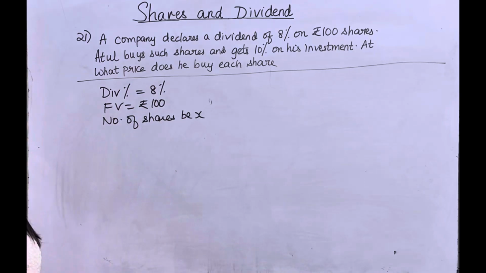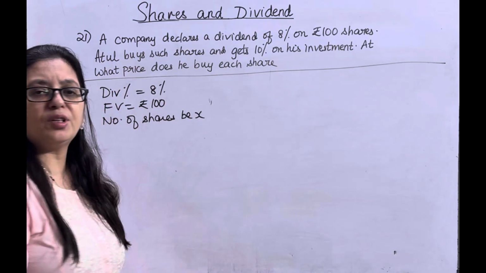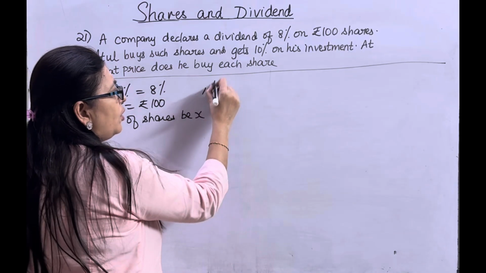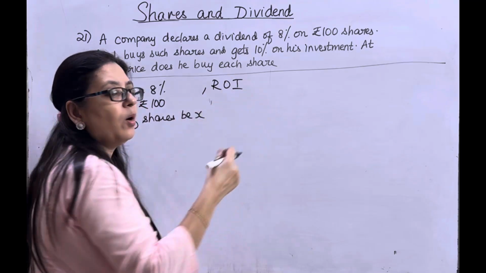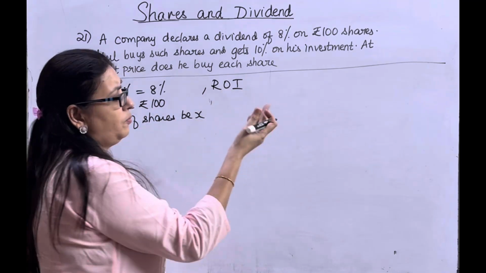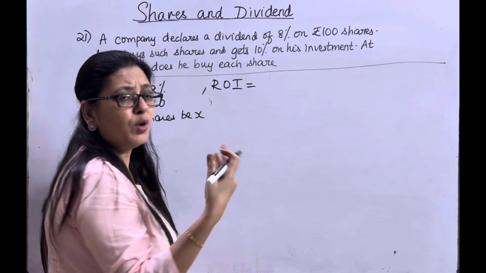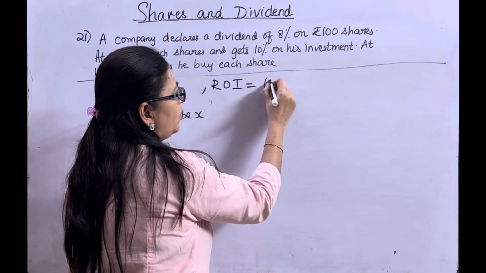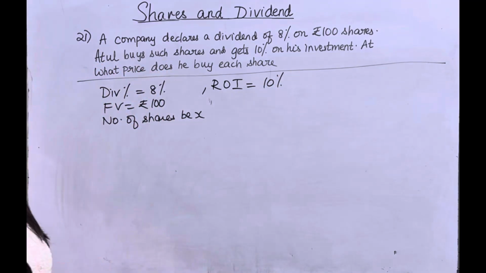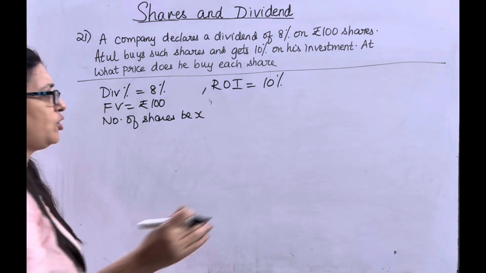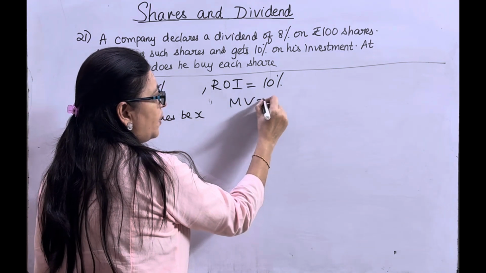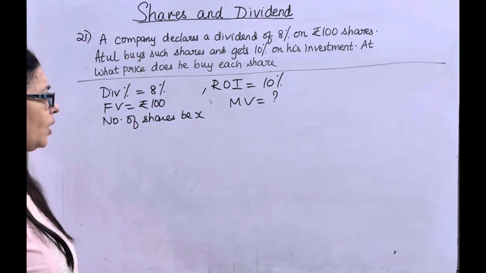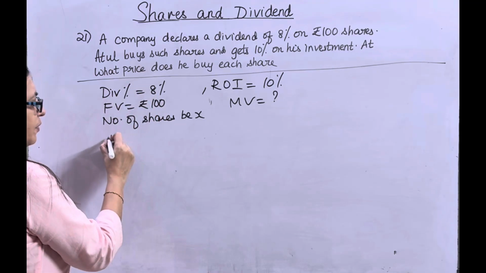Atul buys such shares and he gets 10% on his investment. So return on investment, or return on whatever you have invested, is equal to 10%. At what price does he buy each share? You have to find the market value. Okay, come on, let's find dividend.